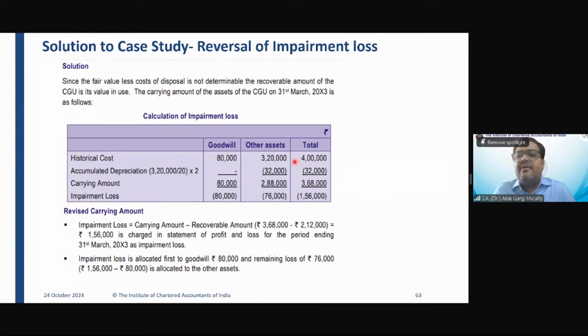Standard says that reversal of impairment of goodwill is prohibited. Why? Because when you reverse the impairment loss on goodwill and reinstate the goodwill, it will be tantamount to internally generated goodwill capitalization, which is not allowed under Ind AS 38 also. तो आपने जो भी impairment loss goodwill पे charge किया है, you are not required to reconsider that impairment loss. Okay, so balance only we should consider for calculating the original carrying value. Absolutely, yes. Okay, thank you, sir.